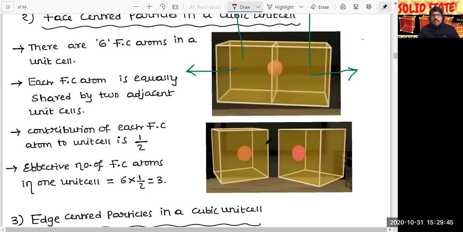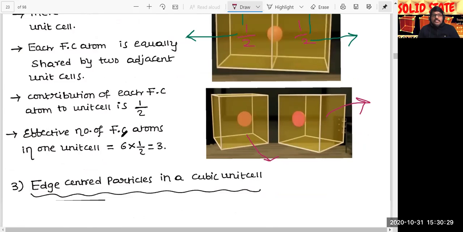As a result, on average, this one is getting 1 by 2, and this one is also getting 1 by 2. So I need 2 points now. A face-centered atom or particle is shared by 2 unit cells. What is the contribution of a face-centered atom? 1 by 2. That means this particle contributes 1 by 2 to the left side unit cell and 1 by 2 to the right side unit cell, because it is shared by 2 unit cells. That is the situation of a face-centered atom in cubic unit cells.